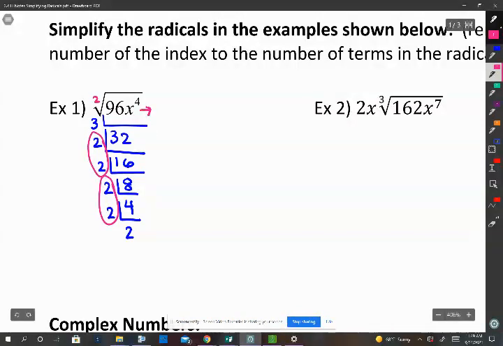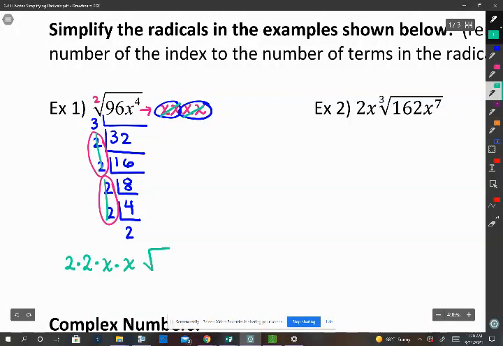If I look at the x to the 4th, it means I've got 4 x's here. And again, I'm looking for groups of 2. So I've got 2 x's and 2 x's. Anything that has a pair can leave or goes out of the radical. So I've got a pair of 2s here. I'm going to write it down on the outside. I have a pair of 2s here. I'm going to write it down on the outside. I have a pair of x's. I'm going to write it down on the outside. And a pair of x's. I'm going to write it down on the outside.